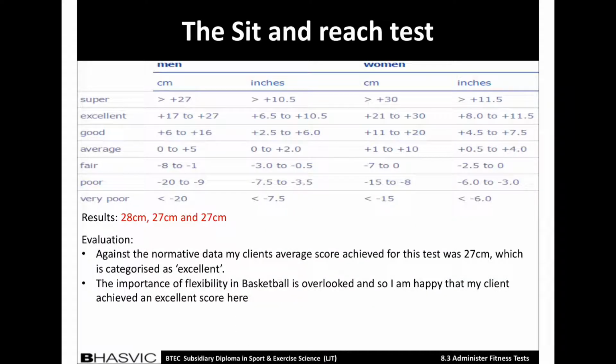The sit and reach test. My client recorded results of 28, 27 and 27 centimetres. Against the normative data, my client's average score achieved for this test was 27 centimetres, which is categorised as excellent. The importance of flexibility in basketball is overlooked, and so I'm happy that my client achieved an excellent score here.